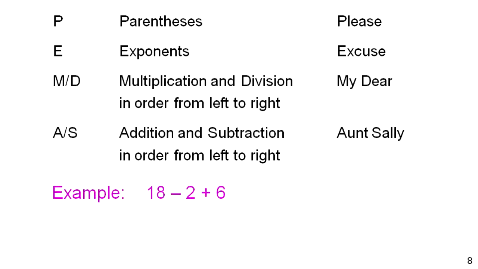Many people also believe that you must always add before you subtract. However, addition and subtraction should also be done together in order from left to right. Since the subtraction comes first in this problem, we must begin by subtracting 18 minus 2. Since 18 minus 2 is equal to 16, and since 16 plus 6 is equal to 22, we can conclude that the final answer to this problem is 22.